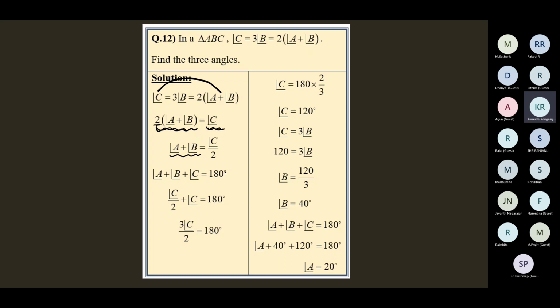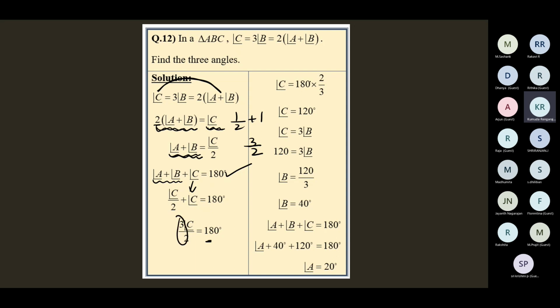Now use the angle sum property. Here, instead of angle A plus angle B, use C by 2. Angle A plus angle B is equal to C by 2. Angle C by 2 plus this angle C is equal to 180. Take the LCM. How will you take LCM for half plus 1? 3 by 2, no? In the same way. So thrice angle C by 2 is equal to 180.